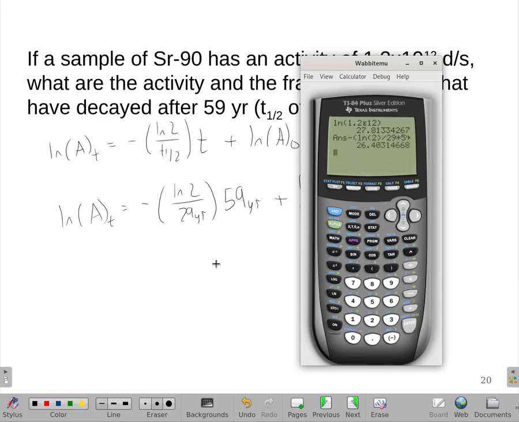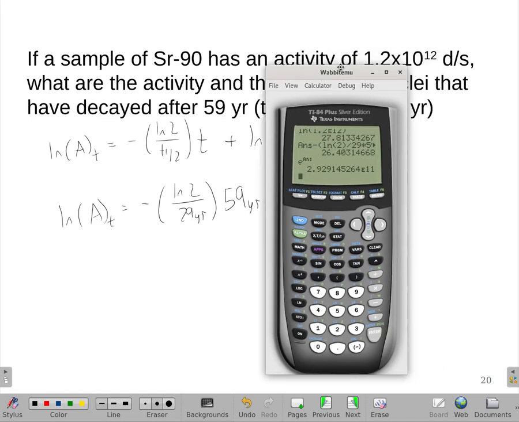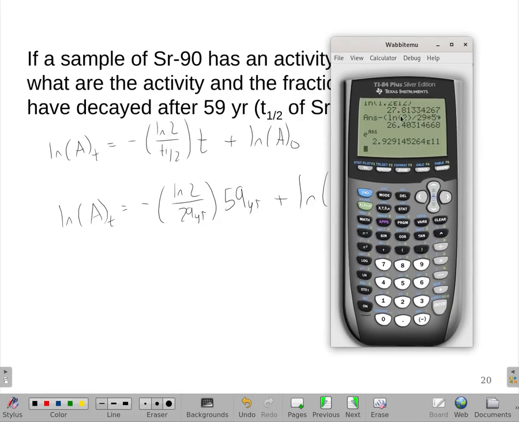That gives me this, which isn't a useful number. I need to do the inverse natural log of this. So inverse natural log, I get a decay of 2.9 times 10 to the 11th.